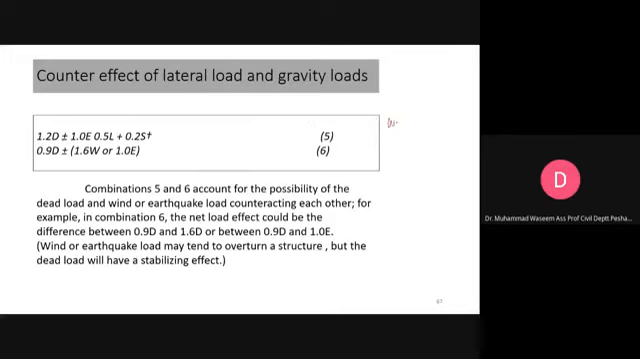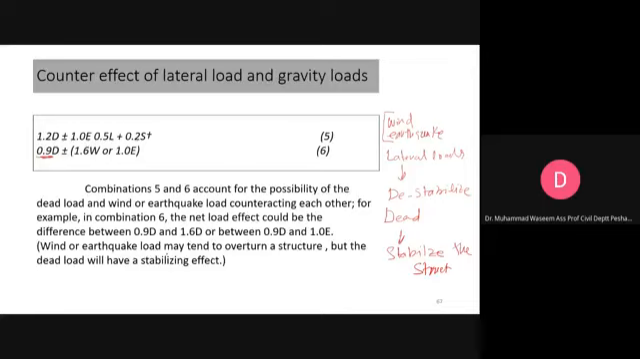The wind and the earthquake, they are the lateral loads, and they try to destabilize the structure, but the dead load tries to stabilize the structure. So in order to enhance the effect of the wind and the earthquake load, the dead load factor is reduced. This is discussed in the theory as well.